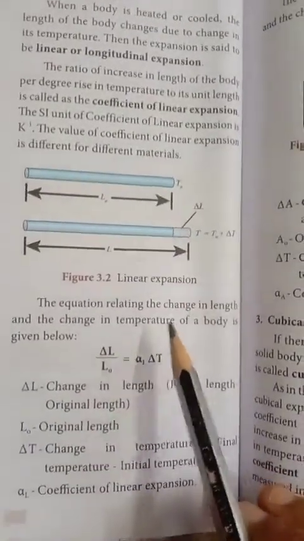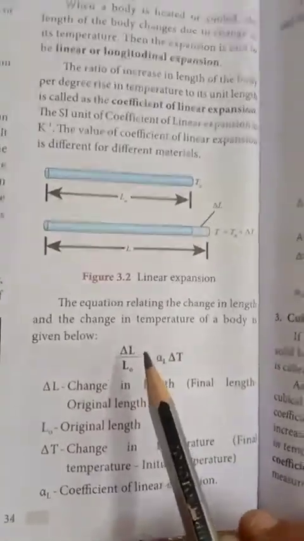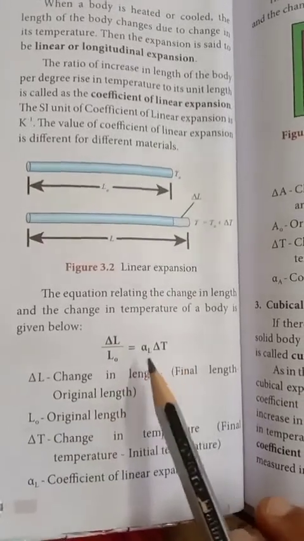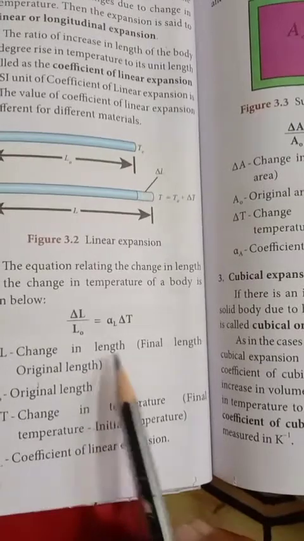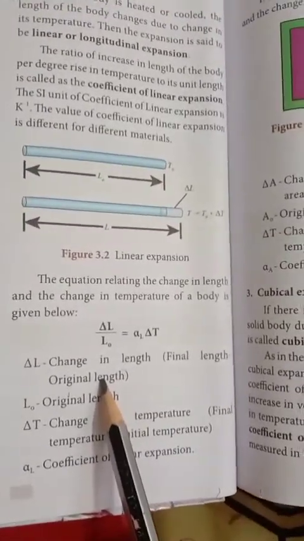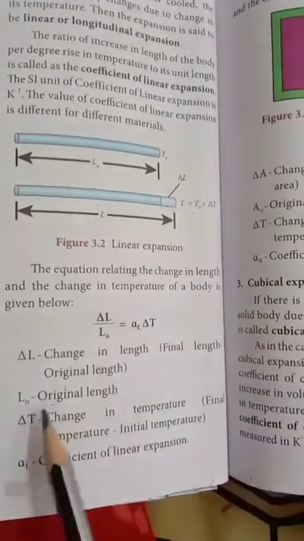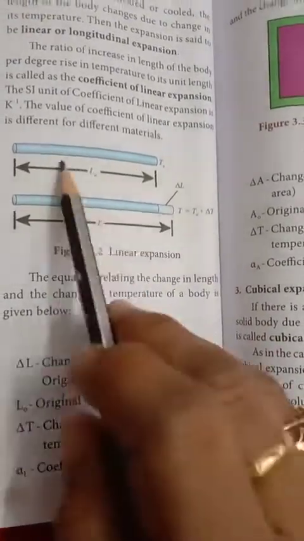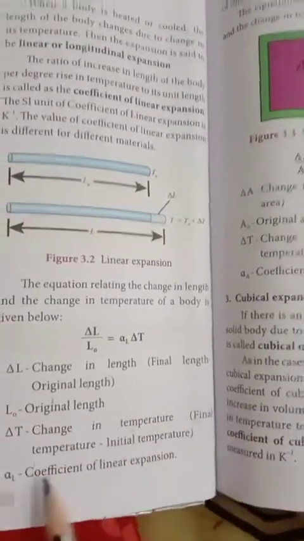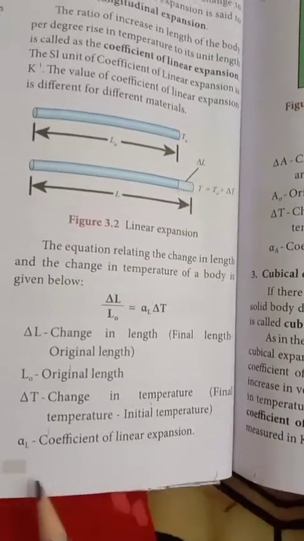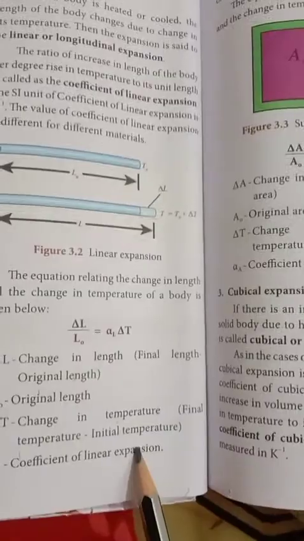So the equation relating the change of length and the change in temperature of a body is given below. Delta L by L naught is equal to alpha L delta T. Delta L is the change in length, final length minus original length. L naught is the original length. Delta T is the change in temperature, that is final temperature minus initial temperature. And alpha L is the coefficient of linear expansion.